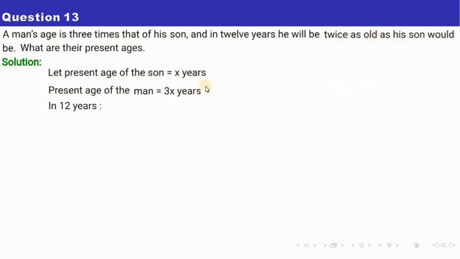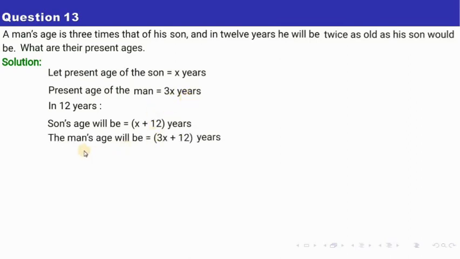Now let us see what happens to their ages after 12 years. Suppose the son's age is 10 years, then after 12 years it becomes 22 years. So basically 12 is added to the present age, isn't it? So the son's age is presently x, but after 12 years it will increase by 12, so it will be x plus 12 years. The father's age will also be increased by 12. Earlier it was 3x, now it will be 3x plus 12, right? So after 12 years the son's age becomes this much and the father's age becomes this much.